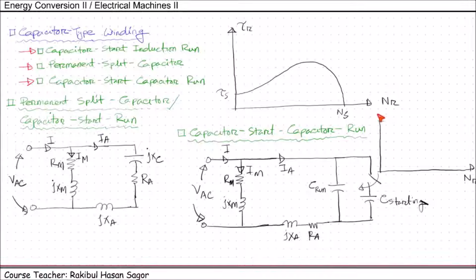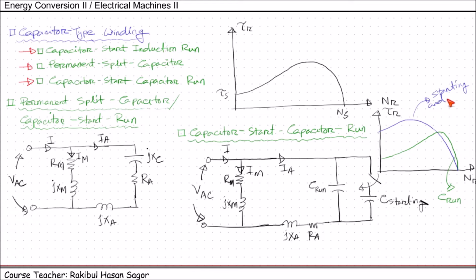This is NR, this is tau R. Under running condition, this will be the torque speed characteristics curve. That means when C run is connected only. But at starting, when both the capacitors were under operation, the torque speed characteristics curve will look like this. This is for starting and running capacitor.